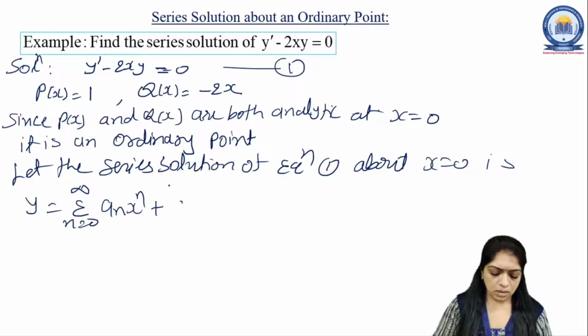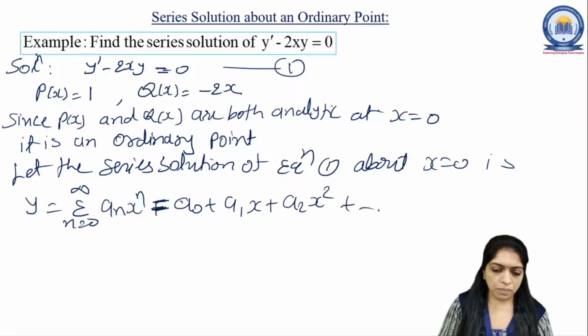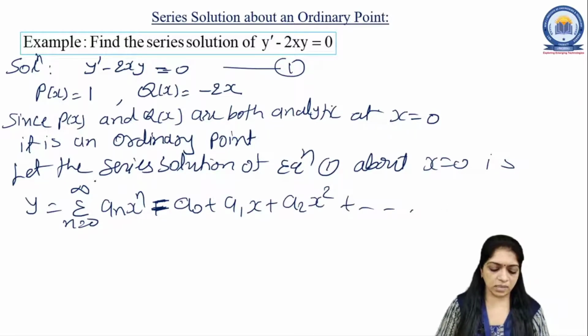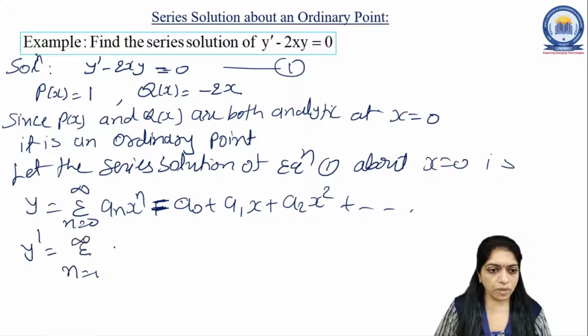which, if we expand in terms, is a0 plus a1x plus a2x square plus so on. This is an infinite series. So the first derivative of this equation is summation n from 1 to infinity an x raised to n minus 1. Please remember that here n starts from 1 for the first derivative.